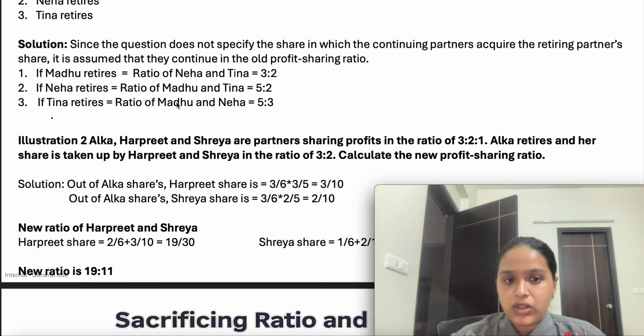It means out of Alka's share, how much Harpreet will get: 3/6 into 3/5. So 3/10 Harpreet will be able to get, and for Shreya's share, 2/10 Shreya will get. So 3/10 and 2/10 we need to add to the existing ratio of Shreya and Harpreet. Like for Harpreet, the existing ratio is 2:6, and how much we are getting from Alka's share, 3/10. In a similar manner we have to do it for Shreya.